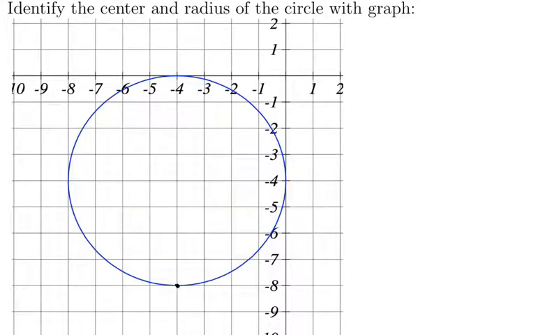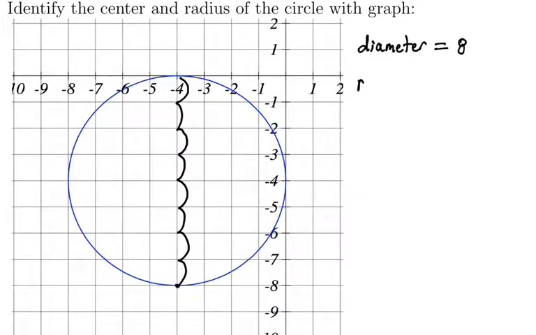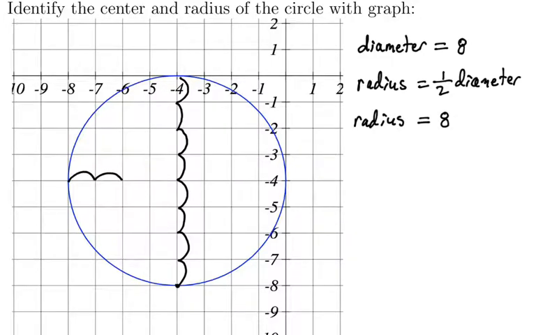Okay, so I'm going to count 1, 2, 3, 4, 5, 6, 7, 8. So the diameter is equal to 8. But we don't need the diameter in our formula, we want the radius. Well, the radius is half of the diameter. And so the radius is equal to 8. Sorry, it's not equal to 8, it's equal to 4. Sorry about that. Half of 8 is 4, so half of the 8 is equal to 4.